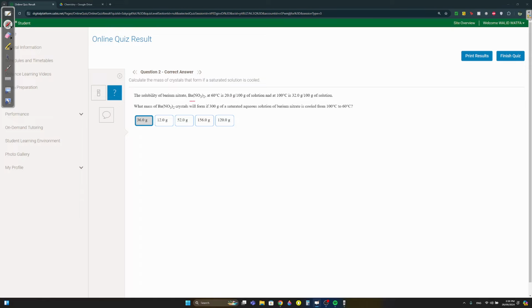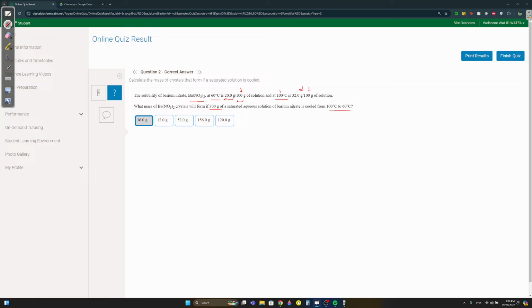Here, they said that the solubility of barium nitrate at 60 degrees is 20 grams per 100 grams, and at 100 degrees, it's 32 grams per 100 grams. What mass will form if 300 grams of saturated aqueous solution is cooled from 100 degrees to 60 degrees?